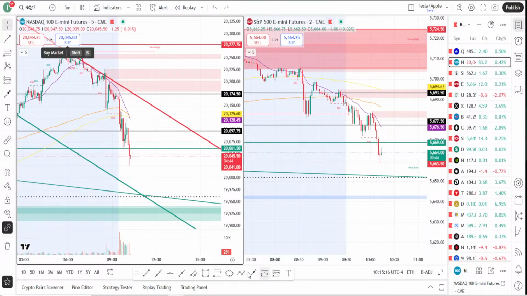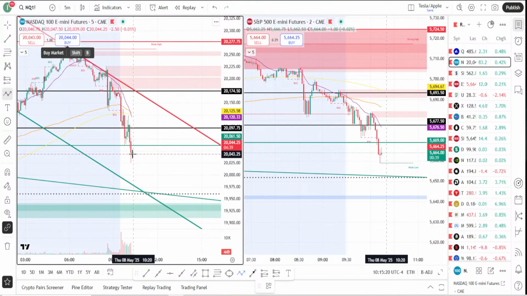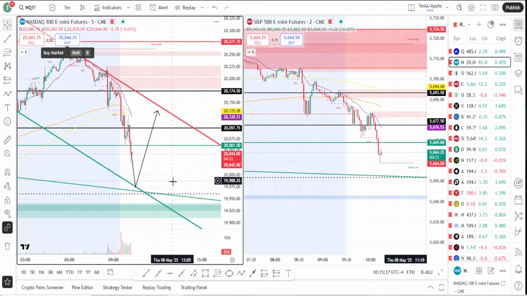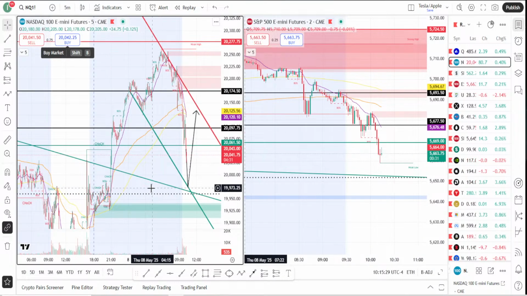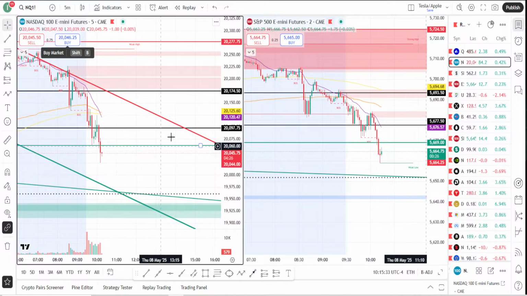What I will do is I will wait for price to come up to sell. That's what I will do. If it comes down here, I'll look to buy it. And if it comes here, I'll look to sell it. Okay. That's where I want to put my money.